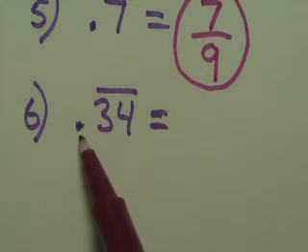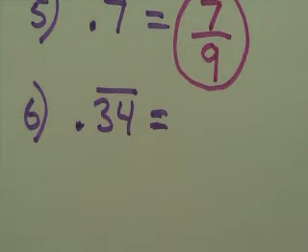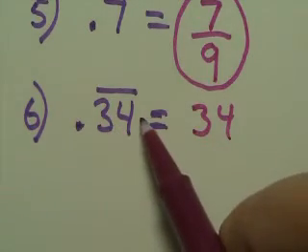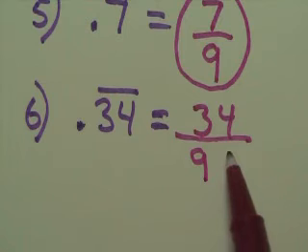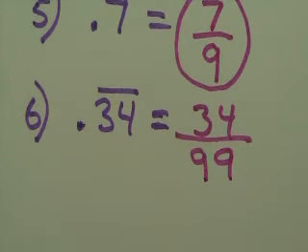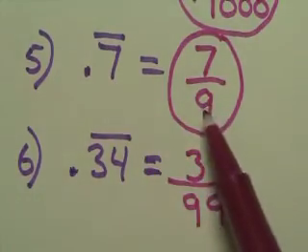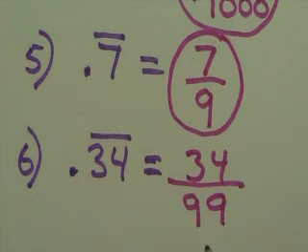Number 6, we have 0.34 repeating. Now, normally we would write this as 34 over 100, but because it has a bar over it, use 99. So just like with the one with a bar over it where we put a 9 down there, if it has a bar over it, in this case, 99.